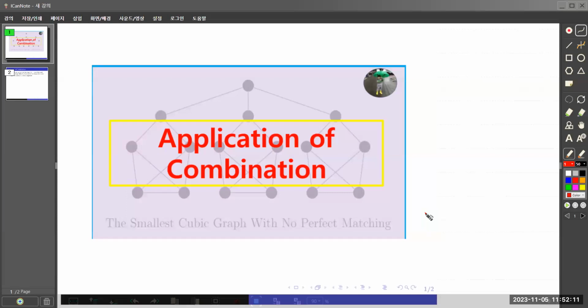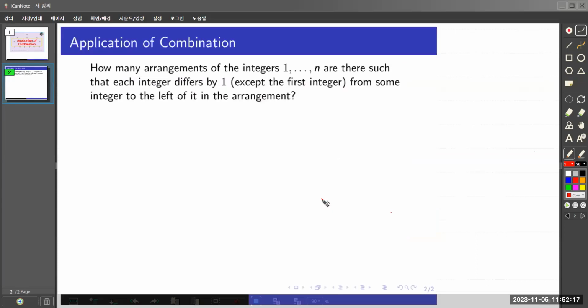In this video, we're going to handle a problem related to combination. More precisely, we want to count the number of arrangements of the integers 1 through n such that each integer differs by 1 from some integer to the left of it in the arrangement, except the first integer.